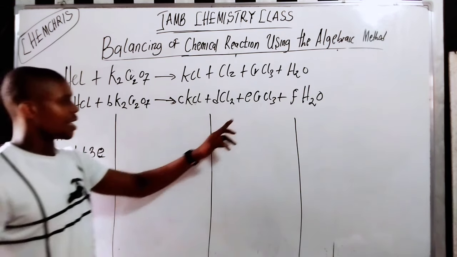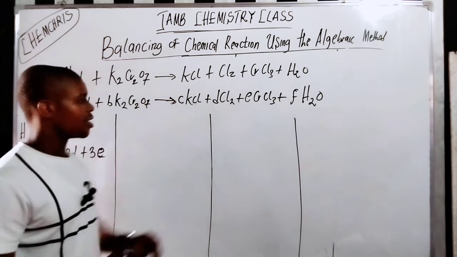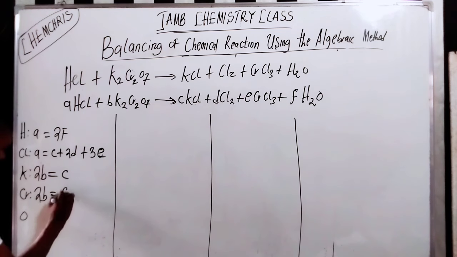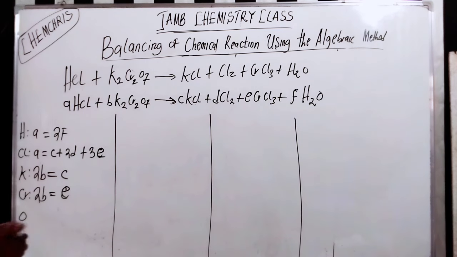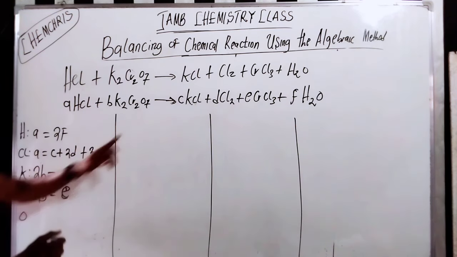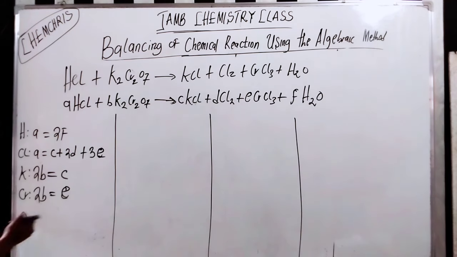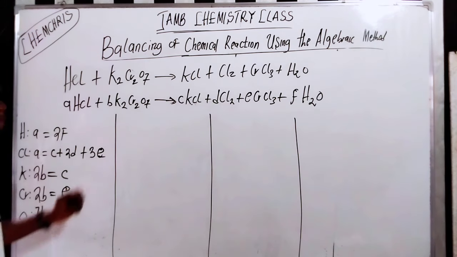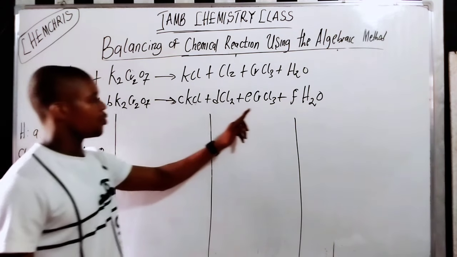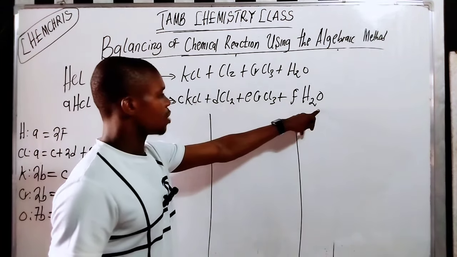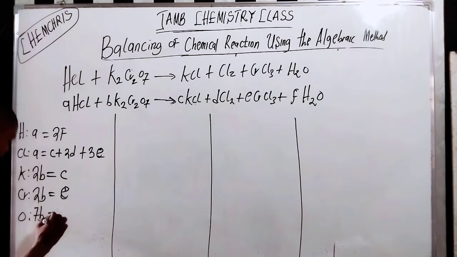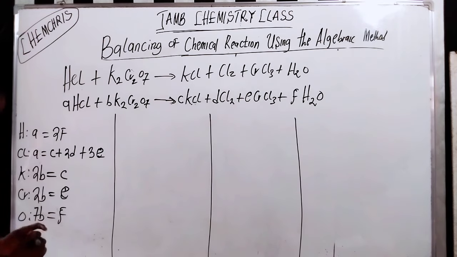Next, move to the right side here. Here we have E. E. Can you see that? Oxygen. Look at oxygen. Here it is 7. So it's going to be 7B. Right? Equals 2. Now, our oxygen here. Here we have oxygen. Oxygen is 1. So it's going to be F. Can you see that? That is it.